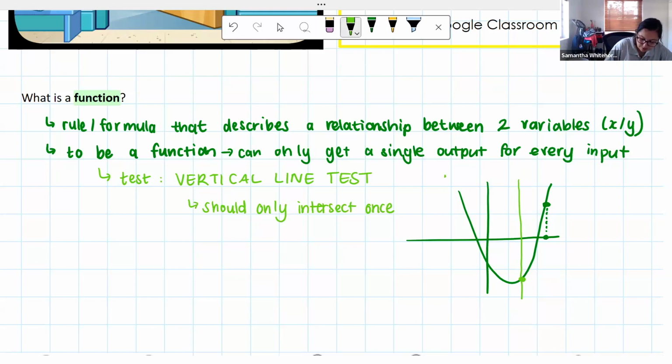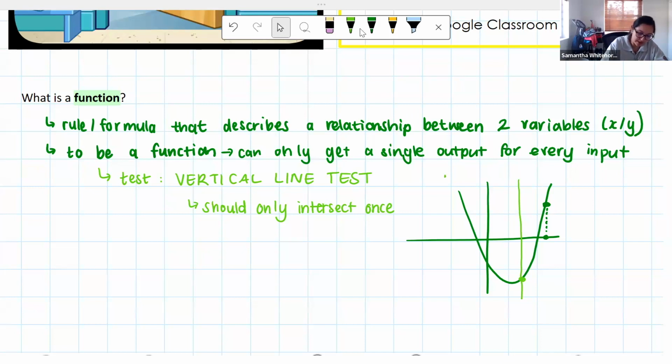If it intersects more than once, then we do not have a function and we have something else. We'll chat about that in a second. All right, so I know this sounds like a slightly weird definition and like it's a lot of inputs, outputs, how many should we have, etc. But the easiest way to determine whether or not something is a function is through the vertical line test. As long as that vertical line only cuts your graph once, you have got a function.